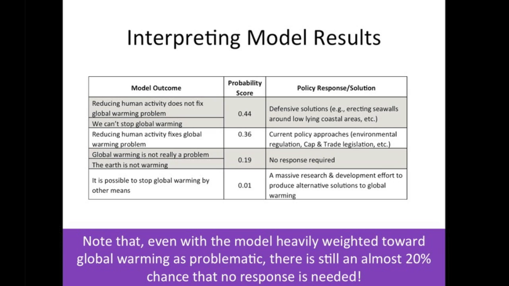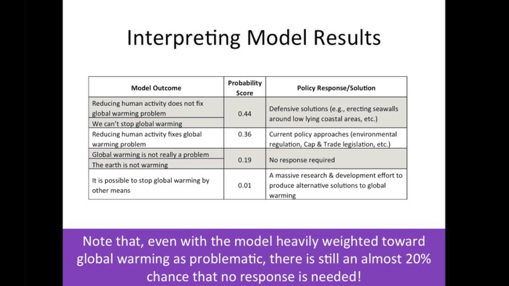Notice that these are all the model outcomes on the left-hand side, all six of them. And note that the policy responses or solutions can be combined. The defensive solutions approach applies to both the outcomes of reducing human activity not being able to fix the problem and the fact that we can't stop global warming. Together the probability score for that is 0.44, which suggests that that's the approach that we should take.